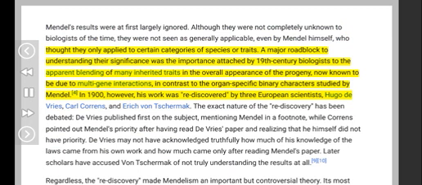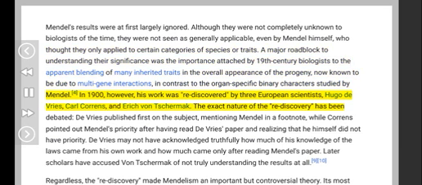Understanding their significance was hindered by the importance attached by 19th-century biologists to the apparent blending of many inherited traits in the overall appearance of the progeny, now known to be due to multi-gene interactions, in contrast to the organ-specific binary characters studied by Mendel. In 1900, however, his work was rediscovered by three European scientists, Hugo de Vries, Karl Correns, and Erich von Tschermak.